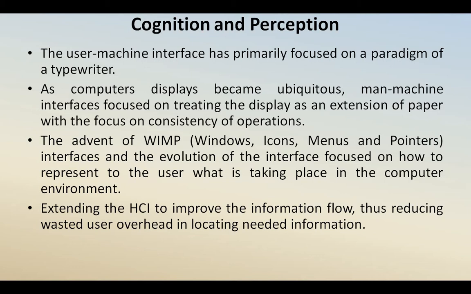Later we have the human computer interface to improve the information flow and reduce the wasted overhead in locating the needed information. Human computer interfaces were developed to reduce the time of searching and the overhead of locating the information. So from typewriting to the human computer interface, many advancements have taken place in information visualization. The final one, which we are currently using, is the human computer interface, which provides a better way to gather and locate the information without wasting time.